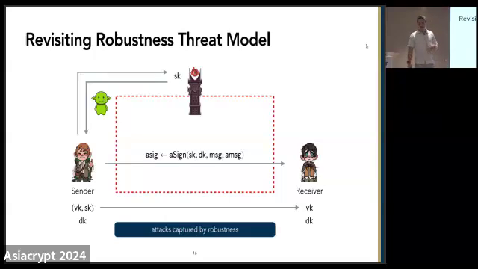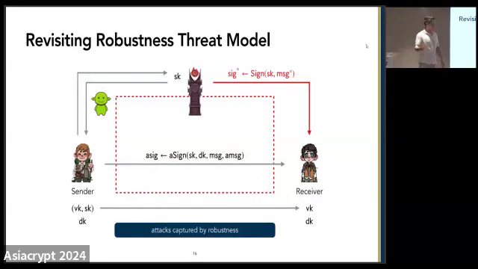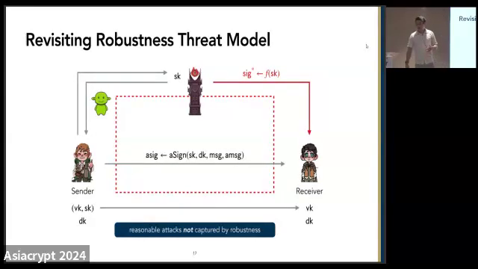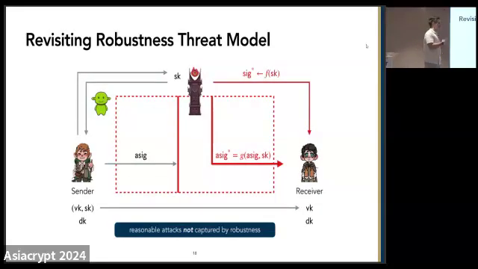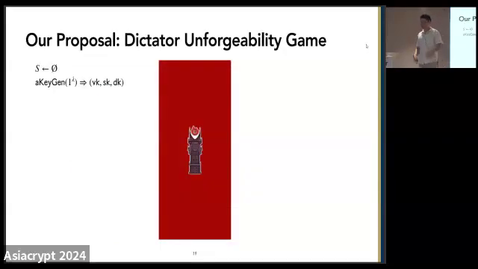In the threat model that we imagine, the attacks captured by this robustness definition are that the dictator samples these new signatures. However, we think there's an artificial restriction in this definition. In particular, the dictator has the signing key, so there's no reason to limit themselves to simply generating honest signatures. They can apply any function that they want. Moreover, the sender is going to be sending anamorphic messages in these signatures to the receiver, and the dictator might take an existing anamorphic signature and adapt or malleate it to give a new anamorphic signature. So we propose a new dictator unforgeability game to capture these kinds of attacks.